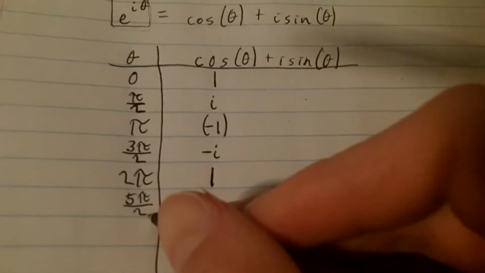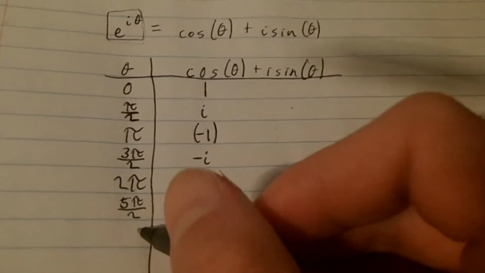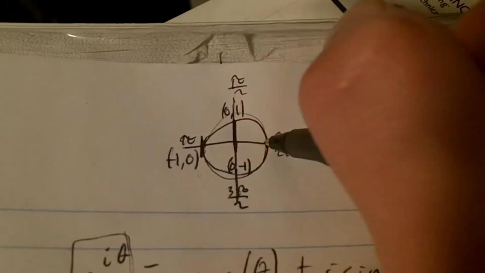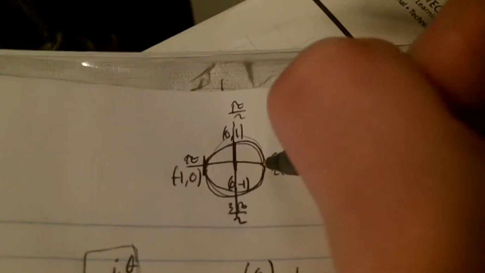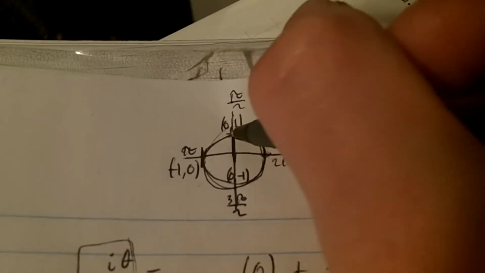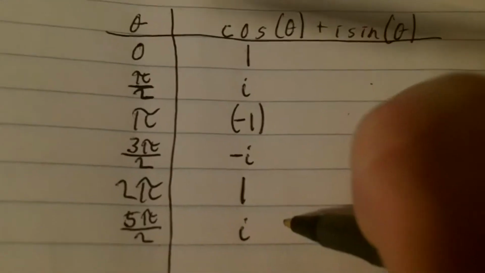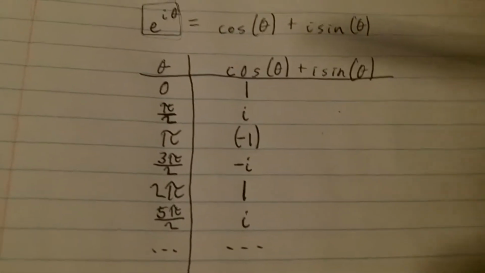I had 5 pi over 2 right here. Well, I'm sorry, that's 1 full revolution, because that's 2 pi radians, and then plus a half pi, and that's just following the same pattern. So cosine is equal to 0, and then the sine of that is 1. So it's really i. Well, this is a pattern.